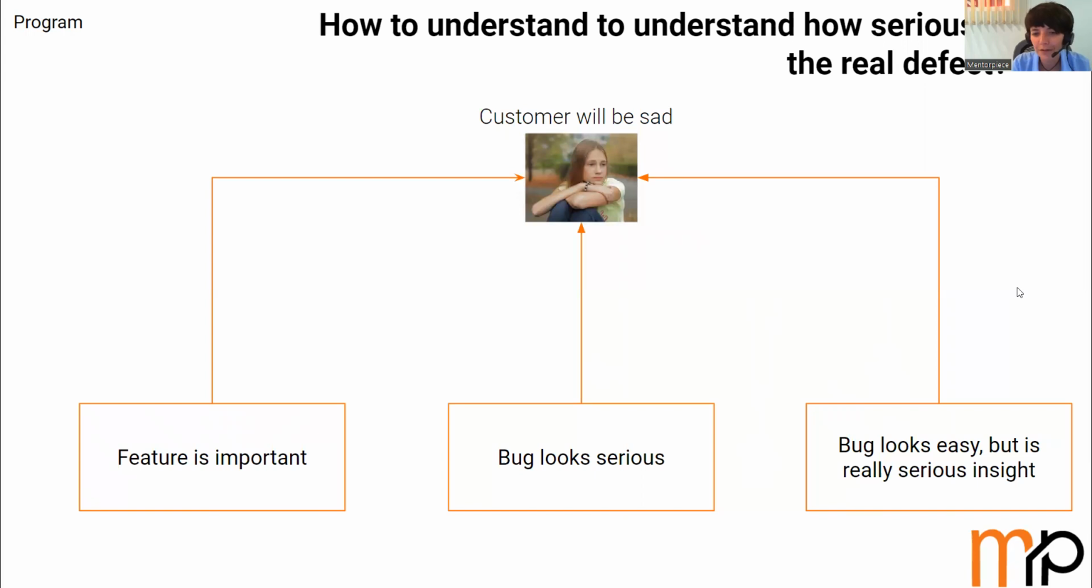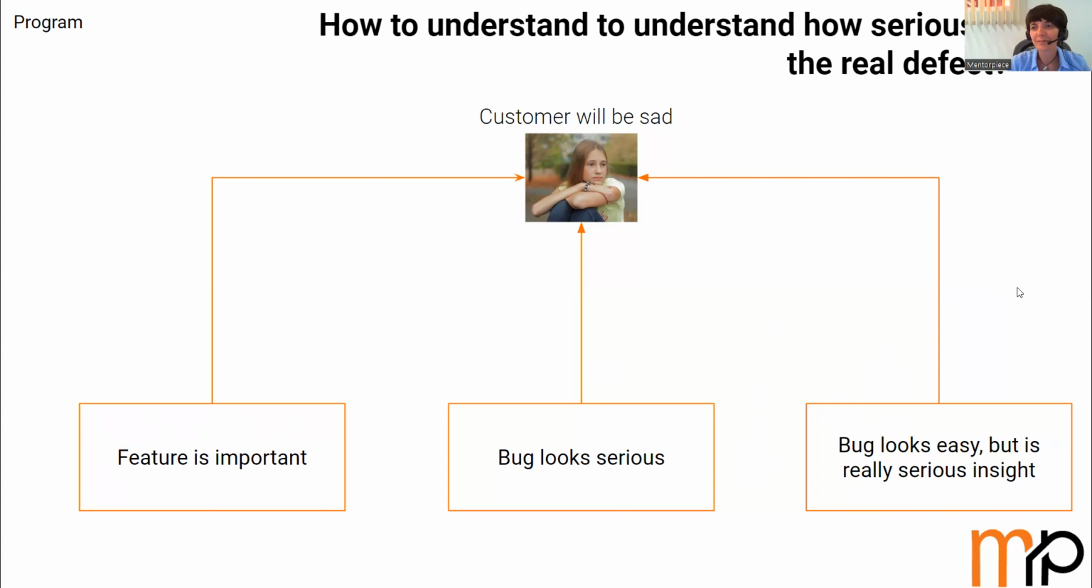And if we have some defect that looks serious, like an application crash, for example, it is understandable as well. This is a serious defect, the application is crashing, and probably the customer will be sad because of this crash, and we have no doubt about the priority of this defect as well.